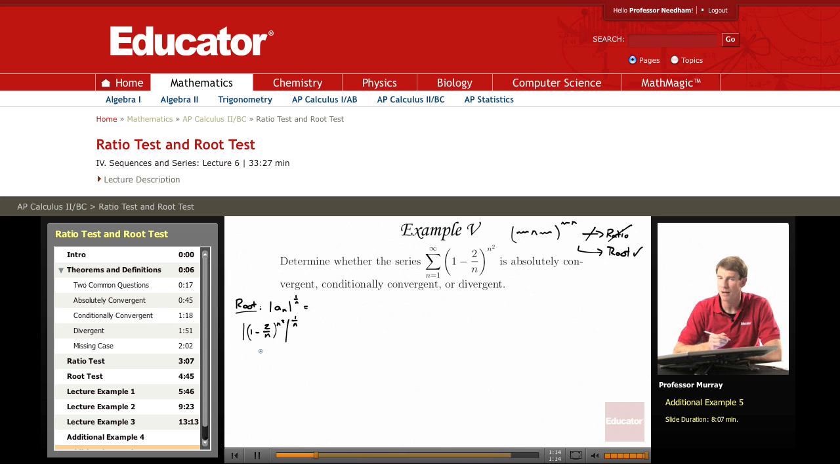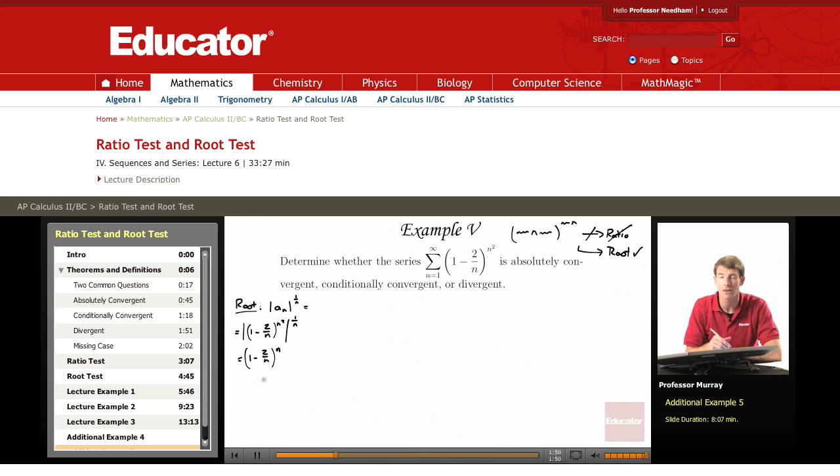Now I'm going to get rid of the absolute values right away because 1 minus 2 over n, after n gets to be big enough, is going to be a positive number. So this is 1 minus 2 over n. Now n squared raised to the 1 over n is, remember, you multiply those exponents. So that is n squared over n, that's just n. Now this is a tricky expression, (1 minus 2 over n) to the n.